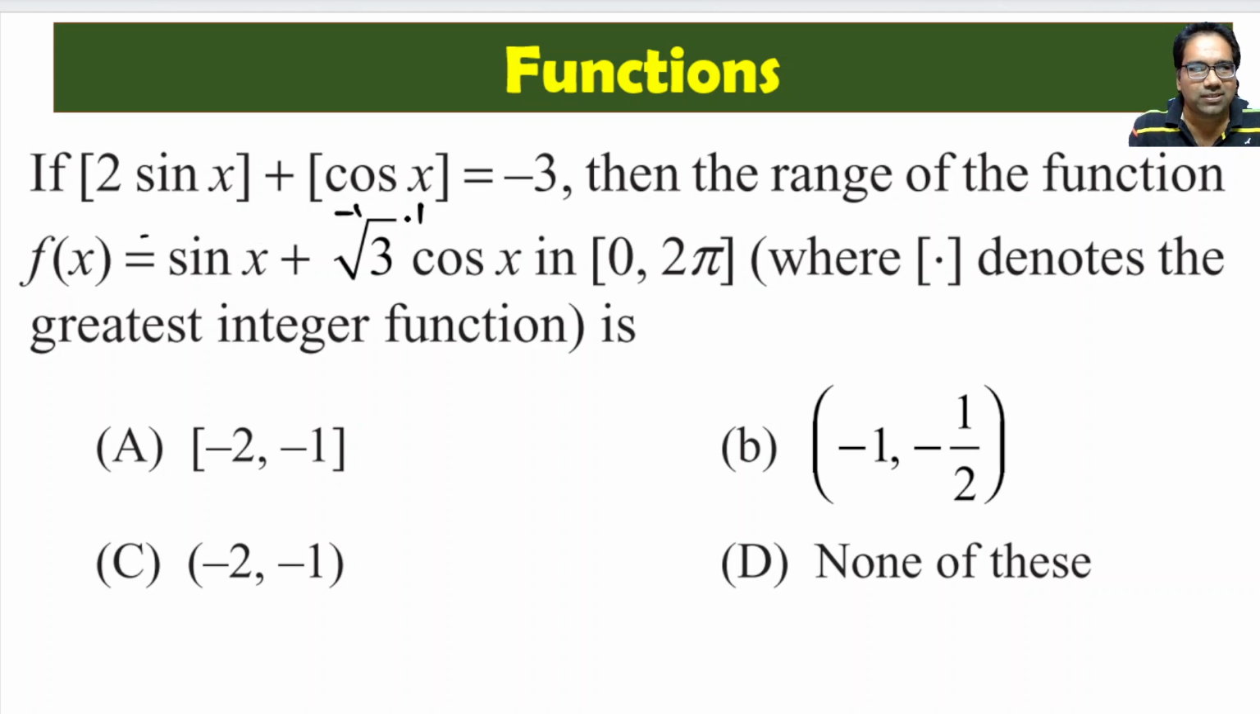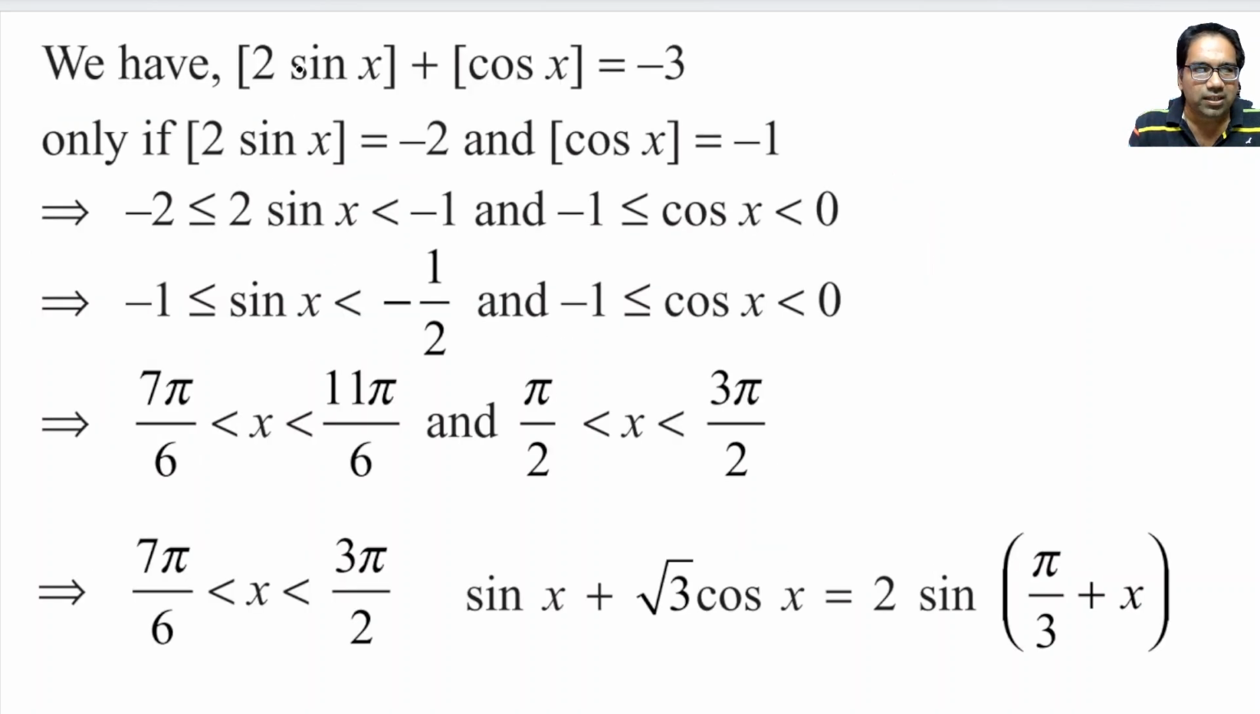Okay. So obviously, if greatest integer function of 2 sin x has to be lowest, that doesn't mean sin x has to be at lowest. So now we have to find out for what x this greatest integer function will be the lowest. So here this has to be at minus 2 and greatest integer function of cos x has to be at minus 1. So what does that mean?